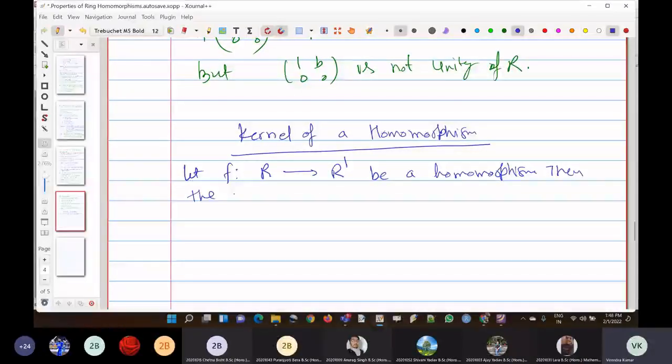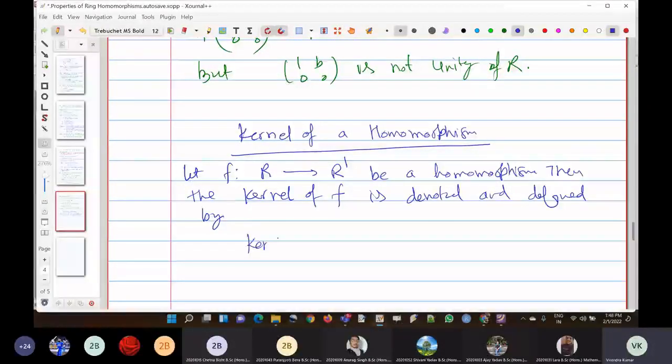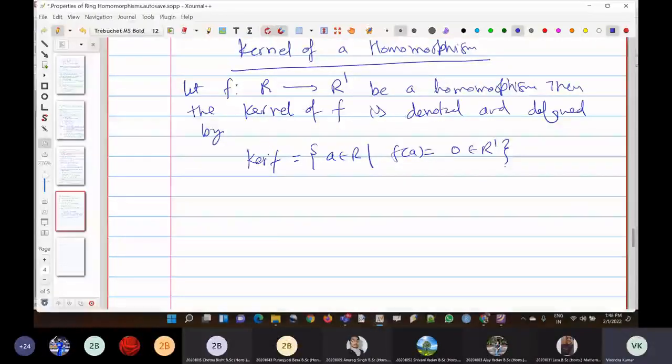Then the kernel of f is denoted and defined by kernel of f. This is a collection of all those elements a of the ring R such that f of a equals 0, and this 0 should be a member of R dash. Fine. So this is the definition of the kernel.